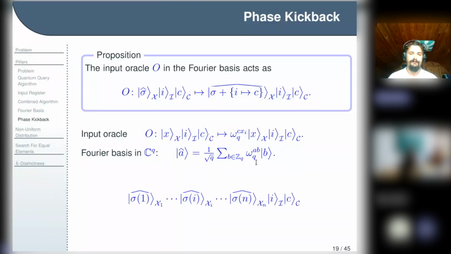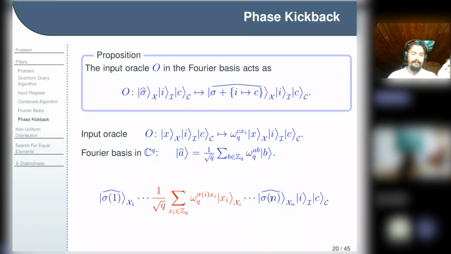Let me write this state here in a more explicit way. It's just a multiplication of sigma 1, sigma i, sigma n, the product of these. Sigma i will be important here because this register contains i. Let me write out how it looks. That's exactly the same expression as here, with a replaced by sigma i and b replaced by xi. Otherwise, it's exactly the same expression.